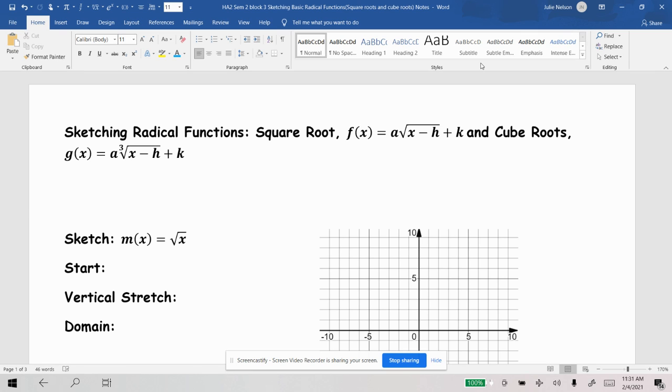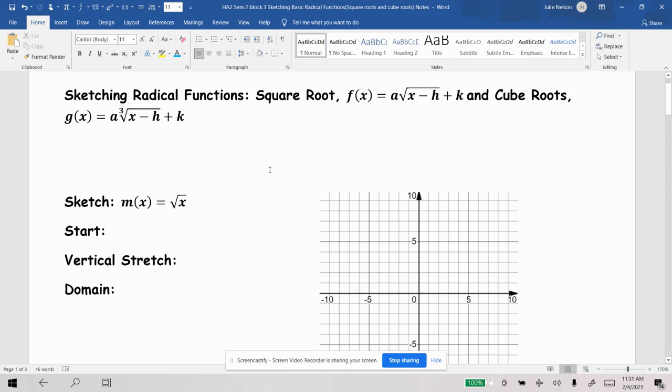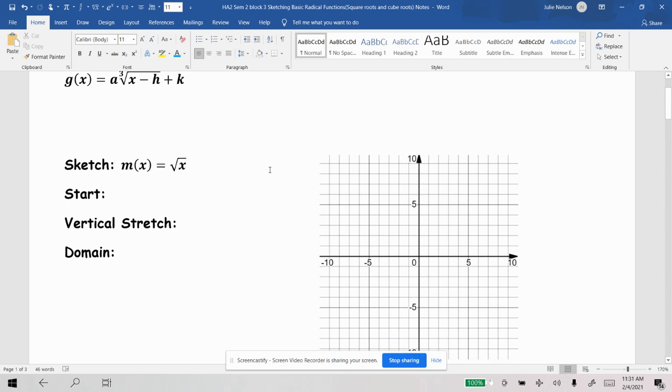This is the notes for sketching radical functions. I'm just going to show you a little bit about square and cube roots so that the next time we meet, we can go into further detail. What I would like to do is talk about the basic square root, which is called the parent graph. So m of x equals the square root of x.